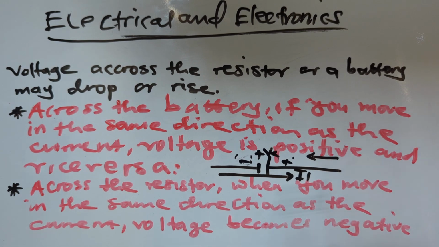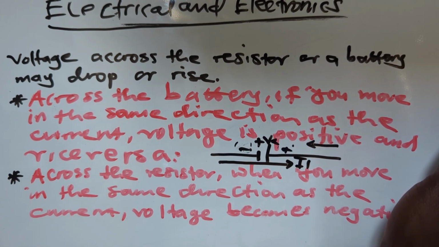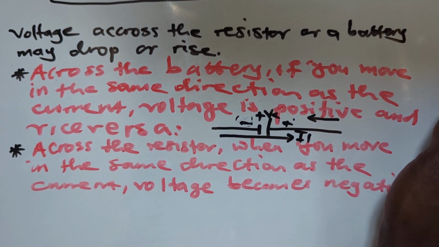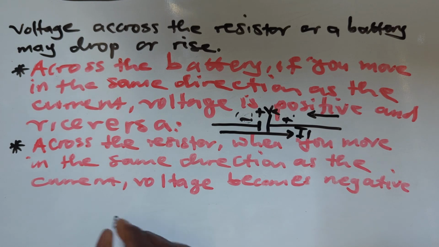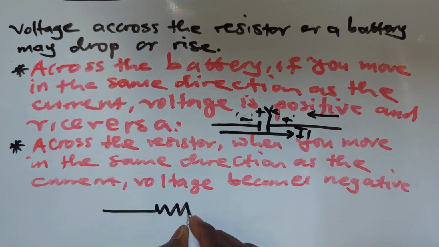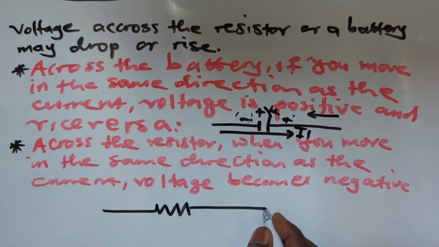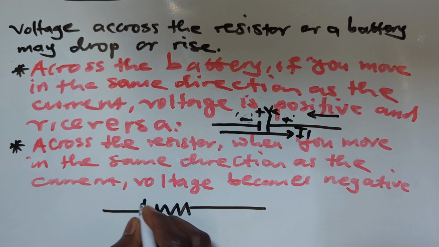Let's check on the part of current. How are we supposed to consider it across the resistor? When you move in the same direction as the current, the voltage becomes positive. What's the meaning of this? On each and every resistor, if you're moving in the same direction as the current that you assigned, let's say maybe this is a resistor. Here we had a positive, there we had a negative.